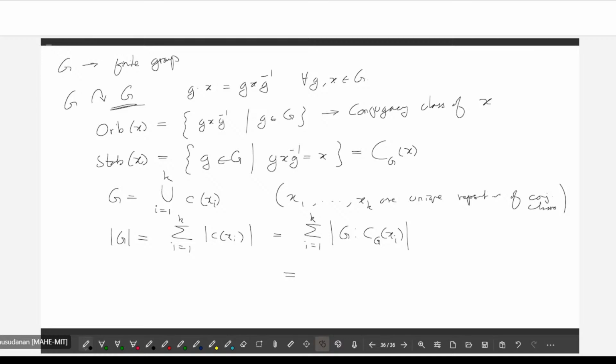When will the orbit be a singleton? When will the orbit of an element x be a singleton set? It's a non-empty set always, correct? Because x itself has to be there. When will it be a singleton set?